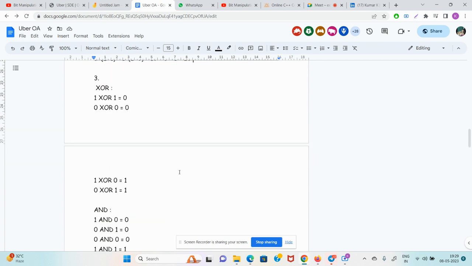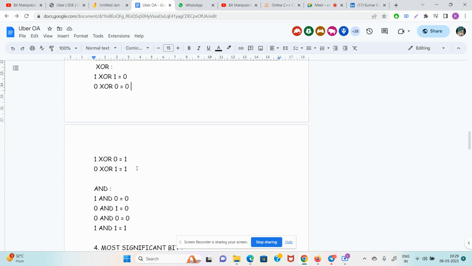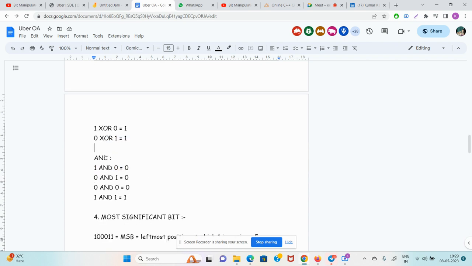AND. Okay, so if you take 1 and 0, whenever you take two same numbers, ones or 1, zeros or 0, the output is 0. Whenever you take different numbers, ones or 0 or zeros or 1, the output is always 1. Similarly for bitwise AND, 1 and 0 is 0. Bitwise AND of any two numbers is always 0.